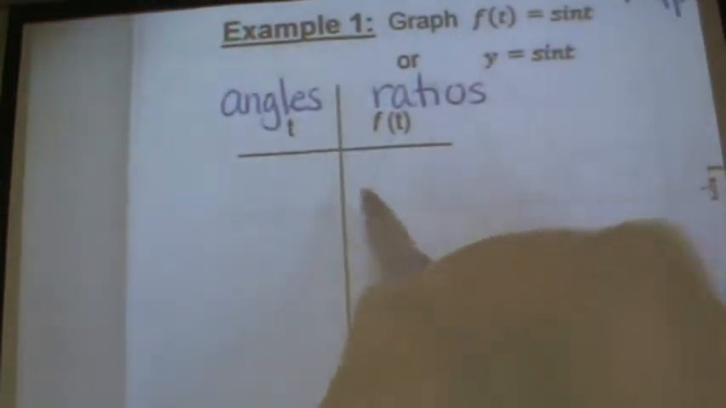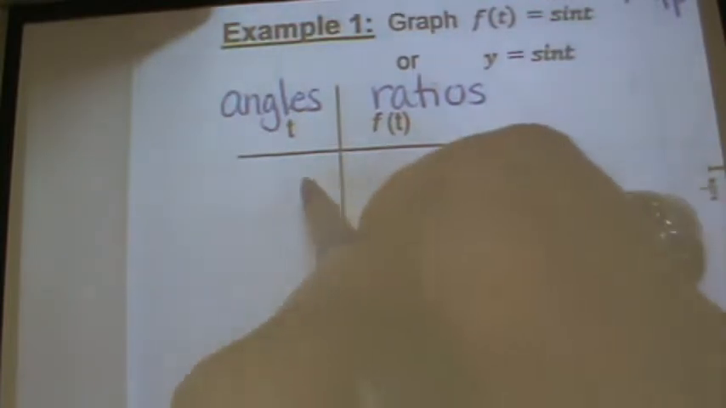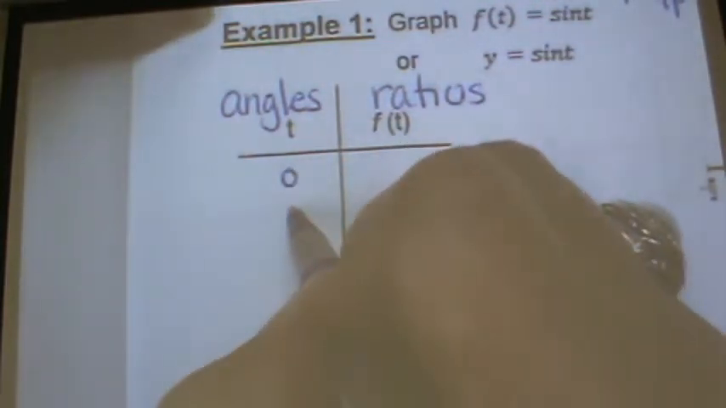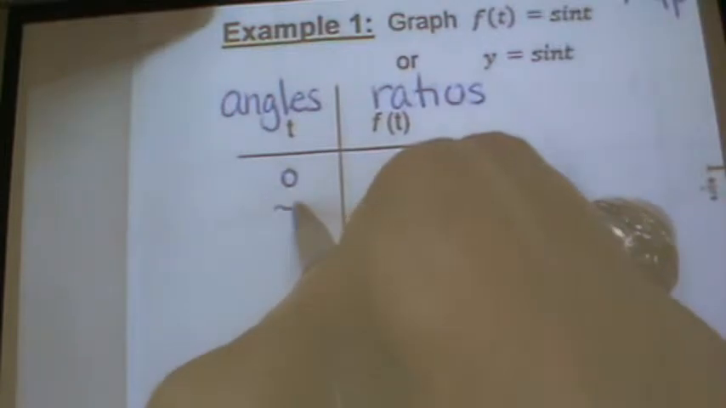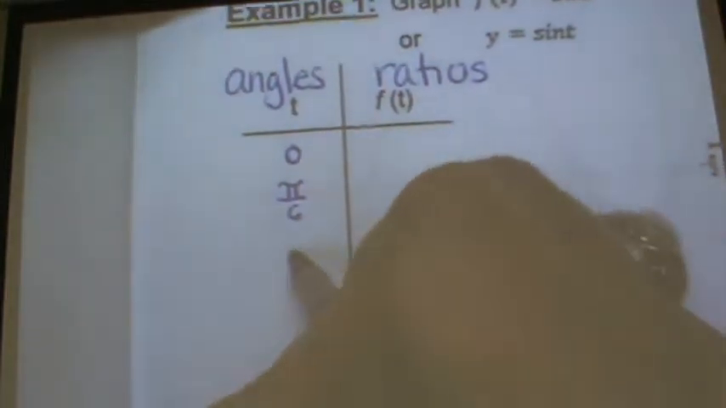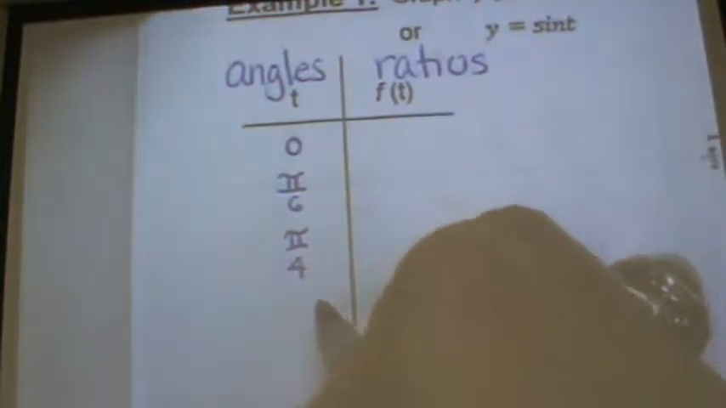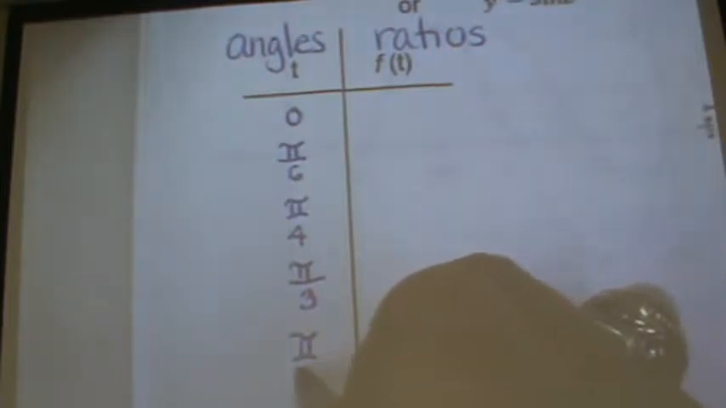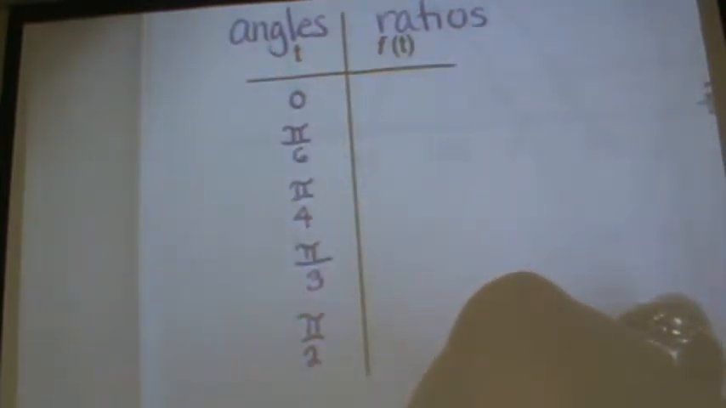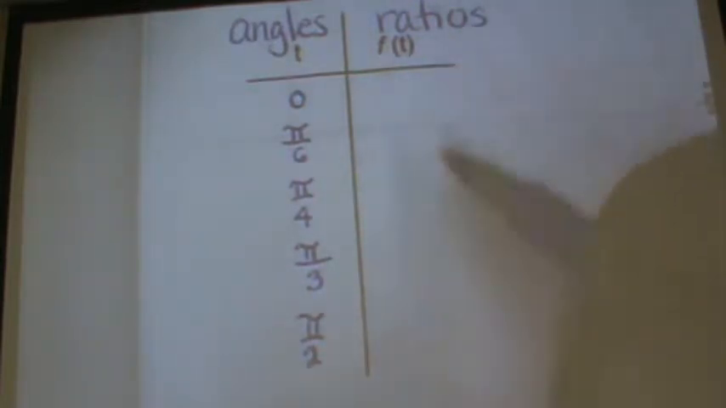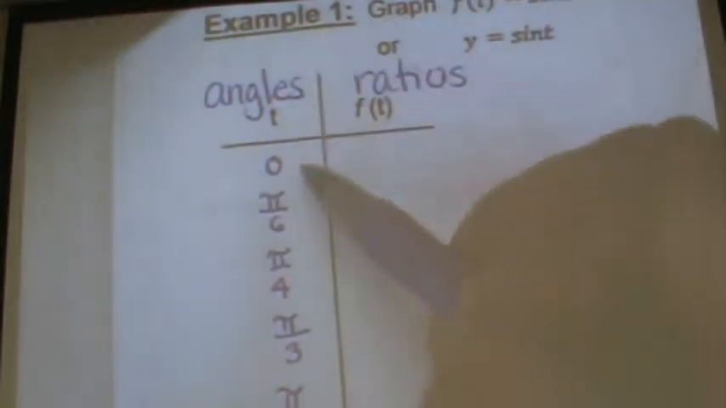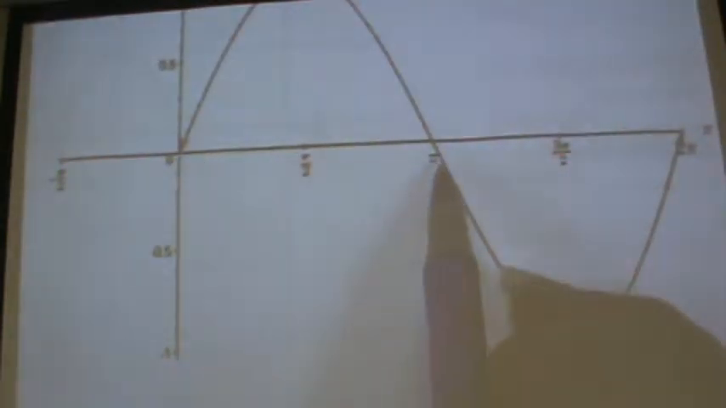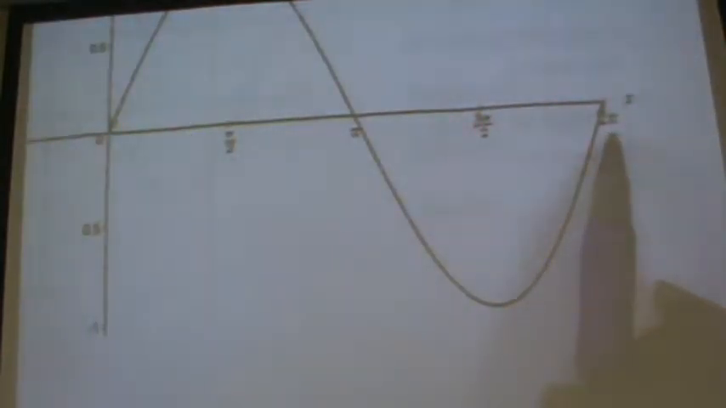So when we're talking angle measures, what angles are we talking about? We're talking about 0. We're talking about 30 degrees, pi over 6. We're talking about pi over 4. We're talking about 60 degrees, pi over 3, pi over 2, and so forth. Okay? So now, if we are graphing the sine curve, the x-axis is our angles. So we have 0, pi over 2. This is going all the way around the unit circle, 0 to 360 degrees or 2 pi radians.